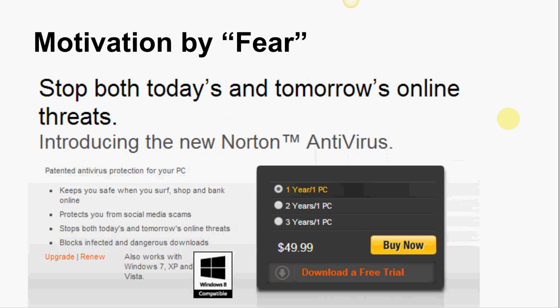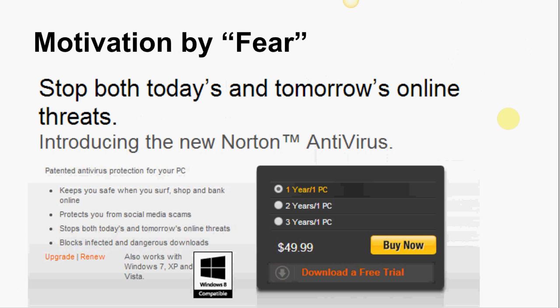Fear is also another motivational aspect. Certainly you can scare people. First of all, they can be scared into thinking that maybe they'll lose some of those things we mentioned under greed. They can also be scared by thinking that there are some kind of threats out there that are going to get them. For example, this one, for antivirus software: stop both today's and tomorrow's online threats. Okay, this is typical for antivirus software, or for insurance, or for anything that plays on people's fears that there might be a disaster waiting out there.